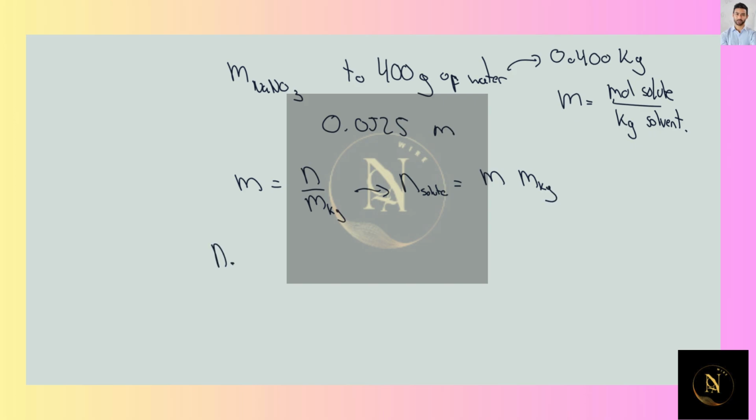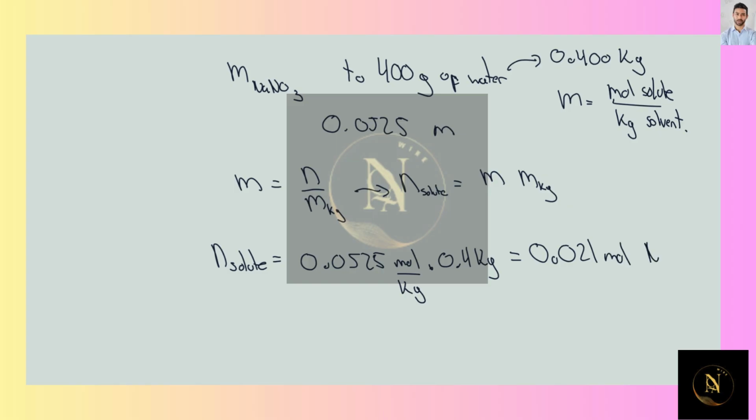So, the amount of mole that we require of the solute is equal to 0.0525 mole per kilogram times 0.4 kilograms, giving us 0.021 moles of sodium nitrate.